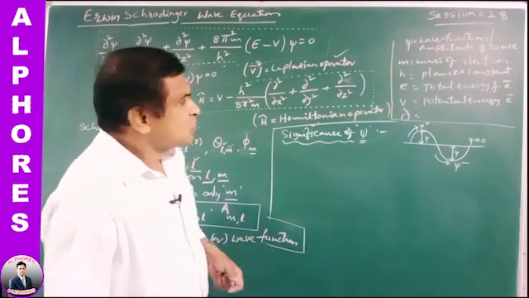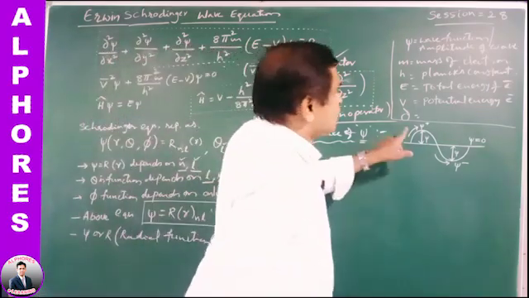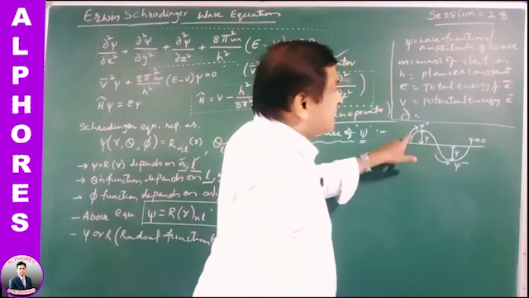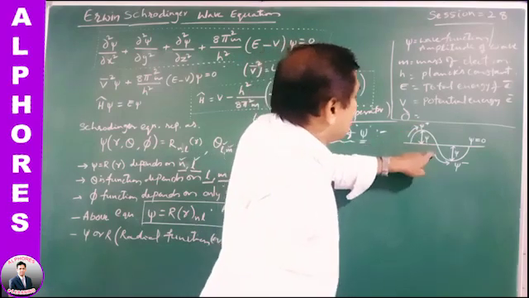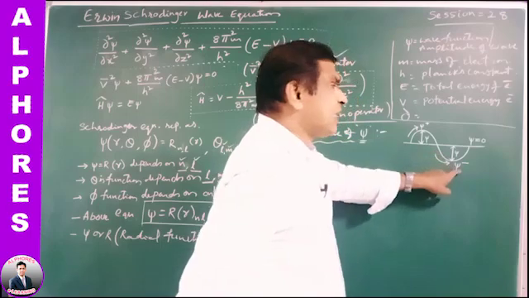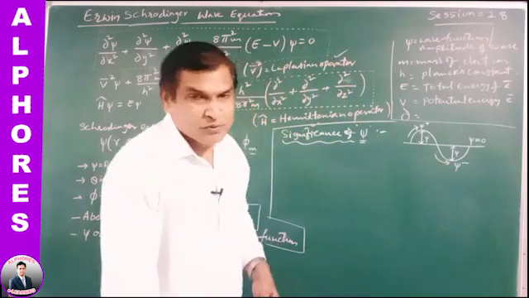Okay, so what are the values of psi? Above the plane, psi is always positive, and below the plane, psi is always negative. Along the plane, psi is equal to 0.